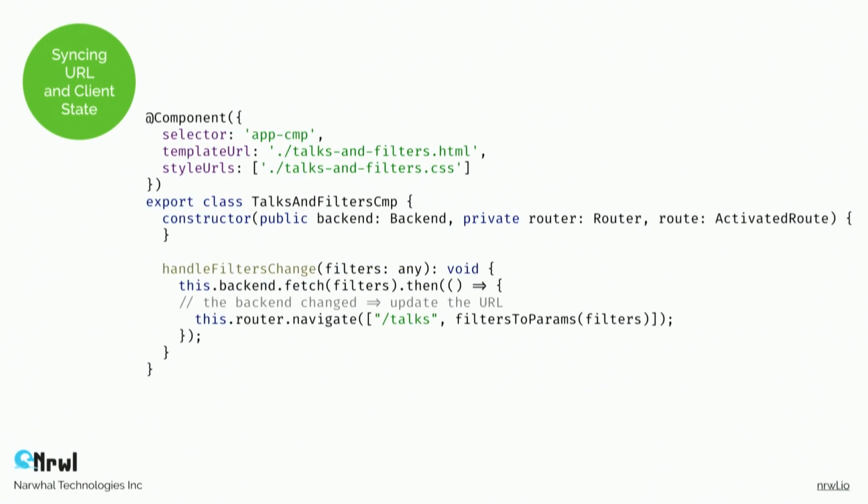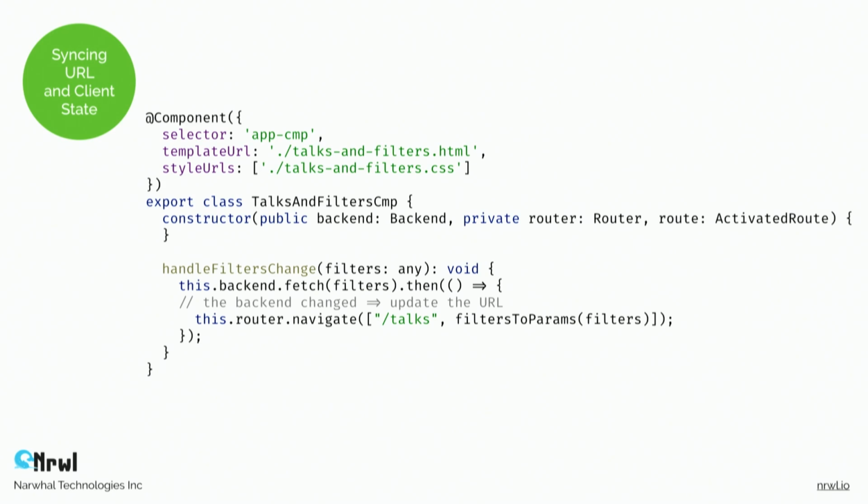The most obvious way to fix it, again, is the ad hoc way. We're going to say, let's fetch some talks from the server when the filters change. Once we get the new data, let's update the location. And one way to update the location would be to navigate to the right route, just to say, we're going to get the data, now let's represent the data in the URL.